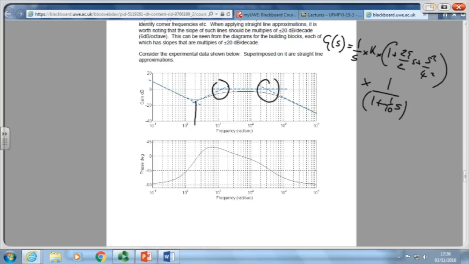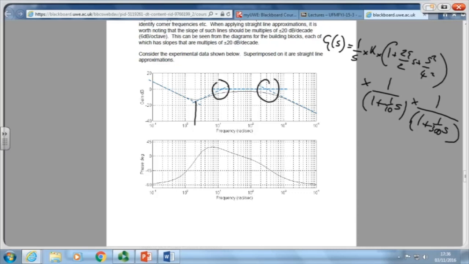What's the change in slope? Change in slope is minus 20 decibels per decade. That's another first order lag. What's the corner frequency? That's 10 squared, that's 100, 200, 300. Tau must be 1 over 300.